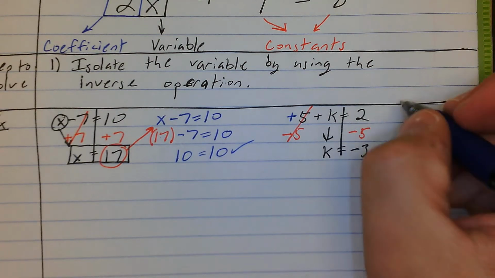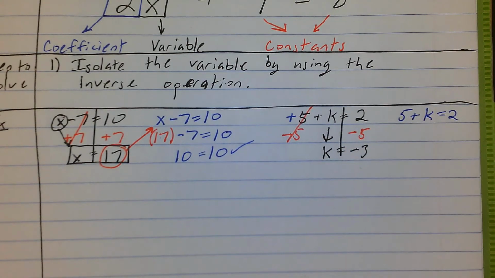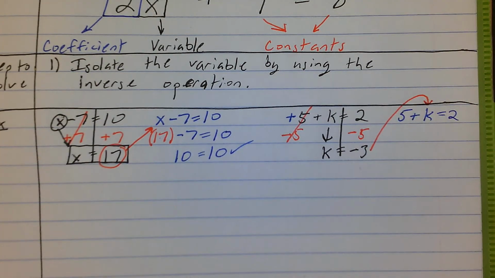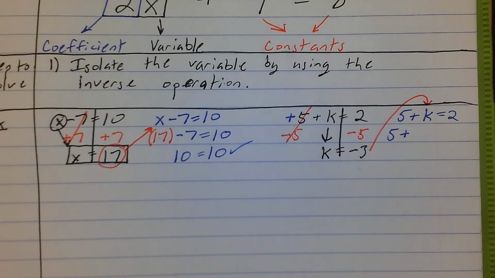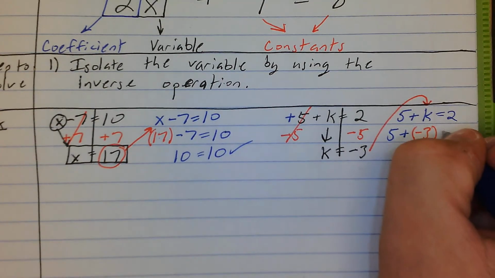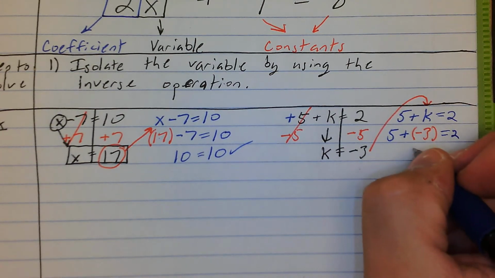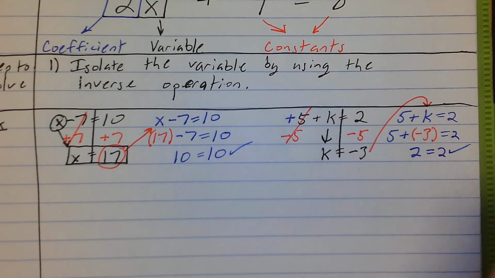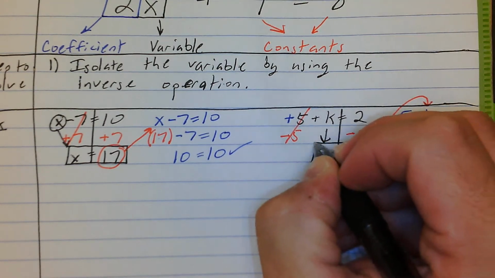Again, we're going to check our answer first. So I have 5 plus k equals 2, except this time, the negative 3 is going to go where the k is. So I'm going to have 5 plus negative 3 equals 2. This 5 plus negative 3 is the same thing as saying 5 minus 3. Well, 5 minus 3 is 2. And does 2 equal 2? Yes, it does. That's a true statement.